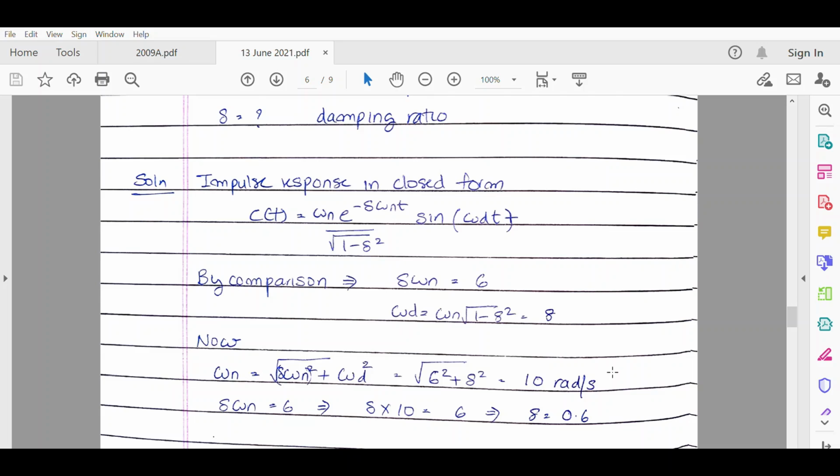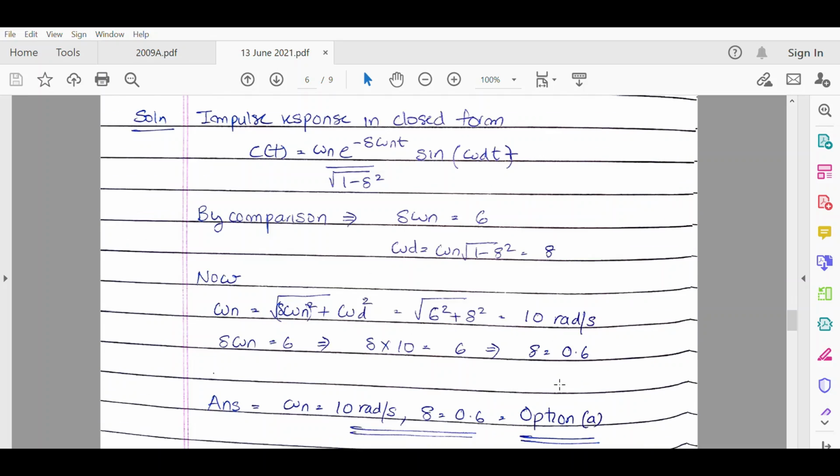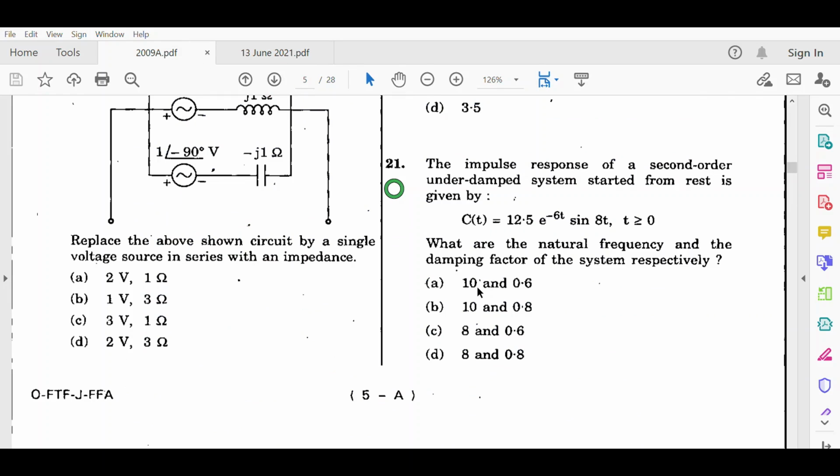Now delta omega n, we have already found it is equal to 6, and we can substitute the value of omega n here to find out the damping ratio as equal to 0.6. So our net answer is omega n is equal to 10 radians per second and the damping ratio is equal to 0.6. Omega n is nothing but the natural frequency. Now let us see the options. So option A shows the natural frequency as 10 and the damping ratio as 0.6. So option A is the correct option.